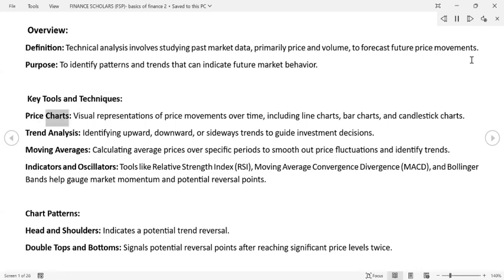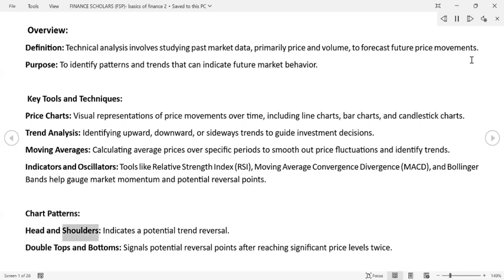Key tools and techniques. Price charts, visual representations of price movements over time, including line charts, bar charts, and candlestick charts. Trend analysis, identifying upward, downward, or sideways trends to guide investment decisions. Moving averages, calculating average prices over specific periods to smooth out price fluctuations and identify trends. Indicators and oscillators, tools like Relative Strength Index, RSI, Moving Average Convergence Divergence, MACD, and Bollinger Bands help gauge market momentum and potential reversal points.